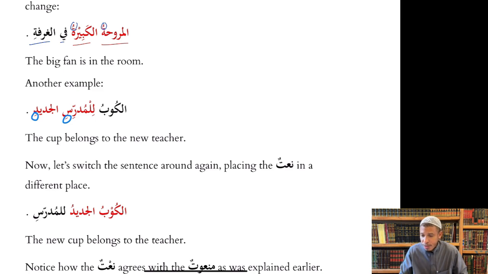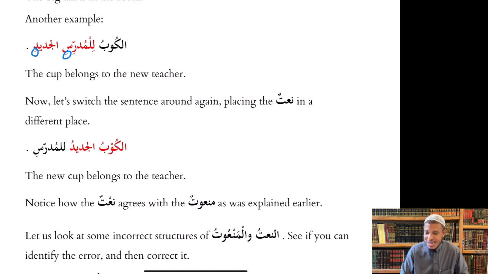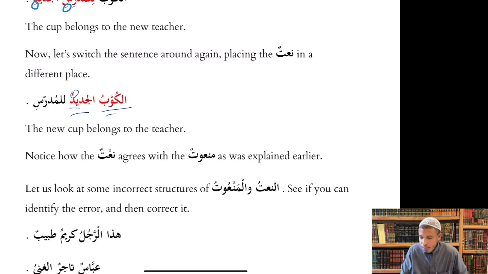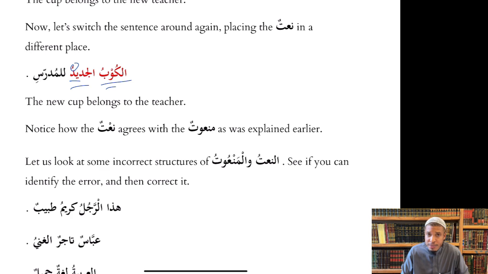I'rab. Let's switch the sentence around, placing the na'at in a different place. Al-kubu jadidu lil mudarrisi. The new cup. All right. So now look. The new cup. Al-kubu jadidu lil mudarrisi. So this is your na'at, and this is your man'ut. The new cup belongs to the teacher. Now, look at the rules of agreement as we previously explained.